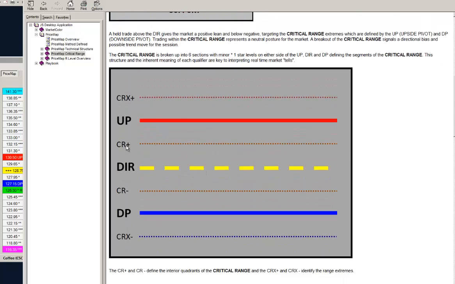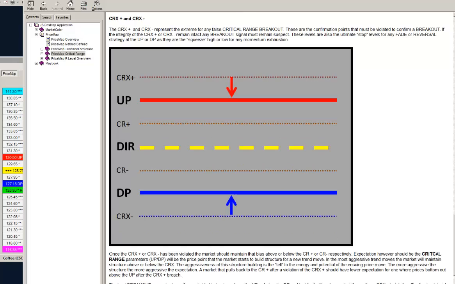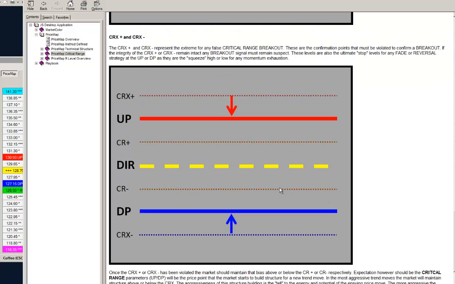You have two minor critical range levels, a positive and a negative, and then you have a critical range extreme positive and extreme negative. And what will happen on a breakout is this becomes a good confirmation point. Absolutely, you get through your metric, your alert distance, or your variance, and that's going to give you a trigger that you're breaking out above the upside pivot. Sometimes you'll do that and the run stops, but the market will exhaust, and it'll exhaust in front of this CRX plus.